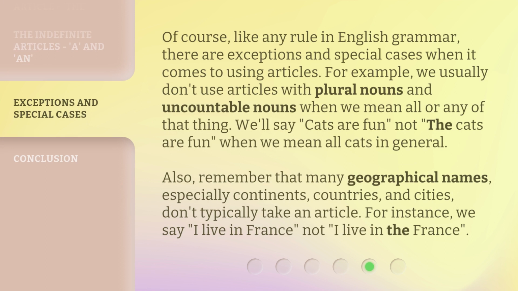Of course, like any rule in English grammar, there are exceptions and special cases when it comes to using articles. For example, we usually don't use articles with plural nouns and uncountable nouns when we mean all or any of that thing. We'll say, "Cats are fun," not, "The cats are fun," when we mean all cats in general.